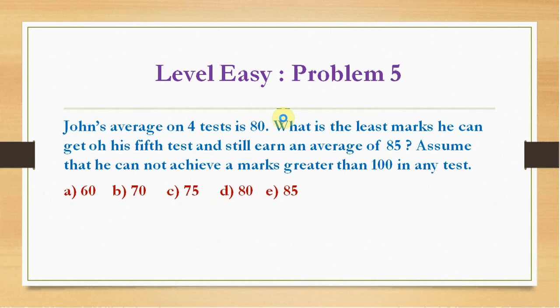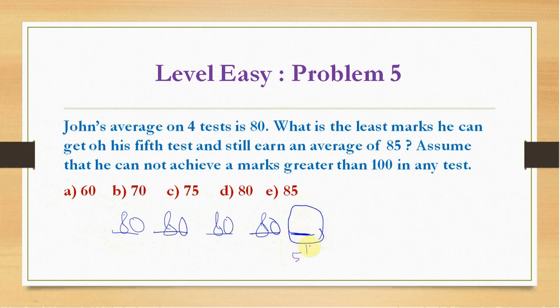Now we move to next question. This question tells us that John's average on fourth test is 80. So John has given 4 tests, 1, 2, 3, 4, and the average is 80. So now let us assume for simplicity that he has obtained 80 marks on each of the 4 tests, so that average is 80. Now what is the least marks he can get on his 5th test? So this is 5th test.